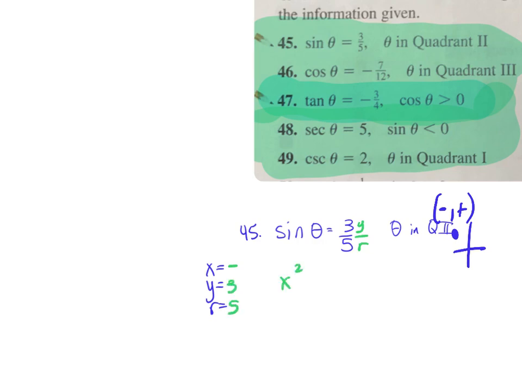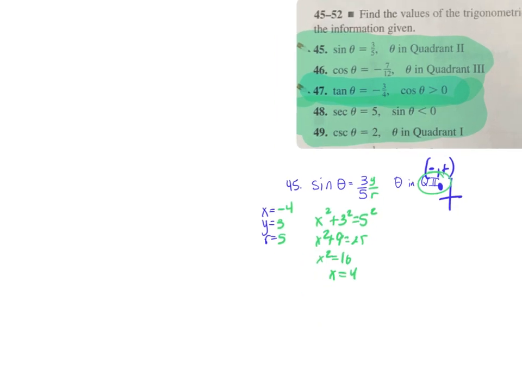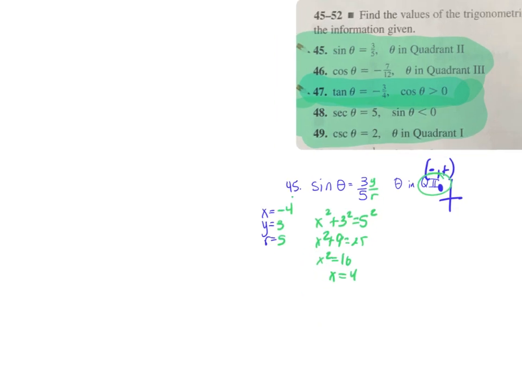So I can find x by saying x squared plus 3 squared equals 5 squared. X squared plus 9 equals 25. X squared equals 16, so x is 4. And I know it happens to be negative 4 because of where the angle lies on our coordinate plane. So now that I have my x, y, and my r, it's super easy to find all the trig functions.